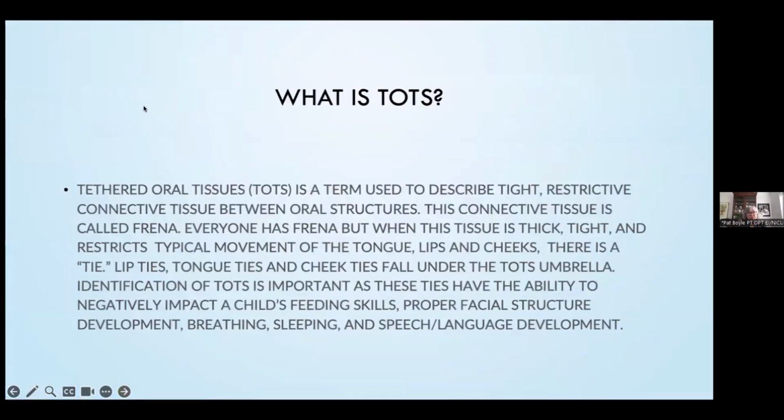So what is this? Tethered oral tissues is a term used to describe tight, restrictive connective tissue between oral structures. This connective tissue is called frena, and everyone has it. But when this tissue is thick and tight and restricts typical movements of the tongue, lips, and cheeks, there's a tie. You can have lip ties, tongue ties, and cheek ties, and they fall under the umbrella of TOTs. Identification of TOTs is important as these ties have the ability to negatively impact a child's feeding skill, proper facial structure development, breathing, sleeping, and speech and language development.